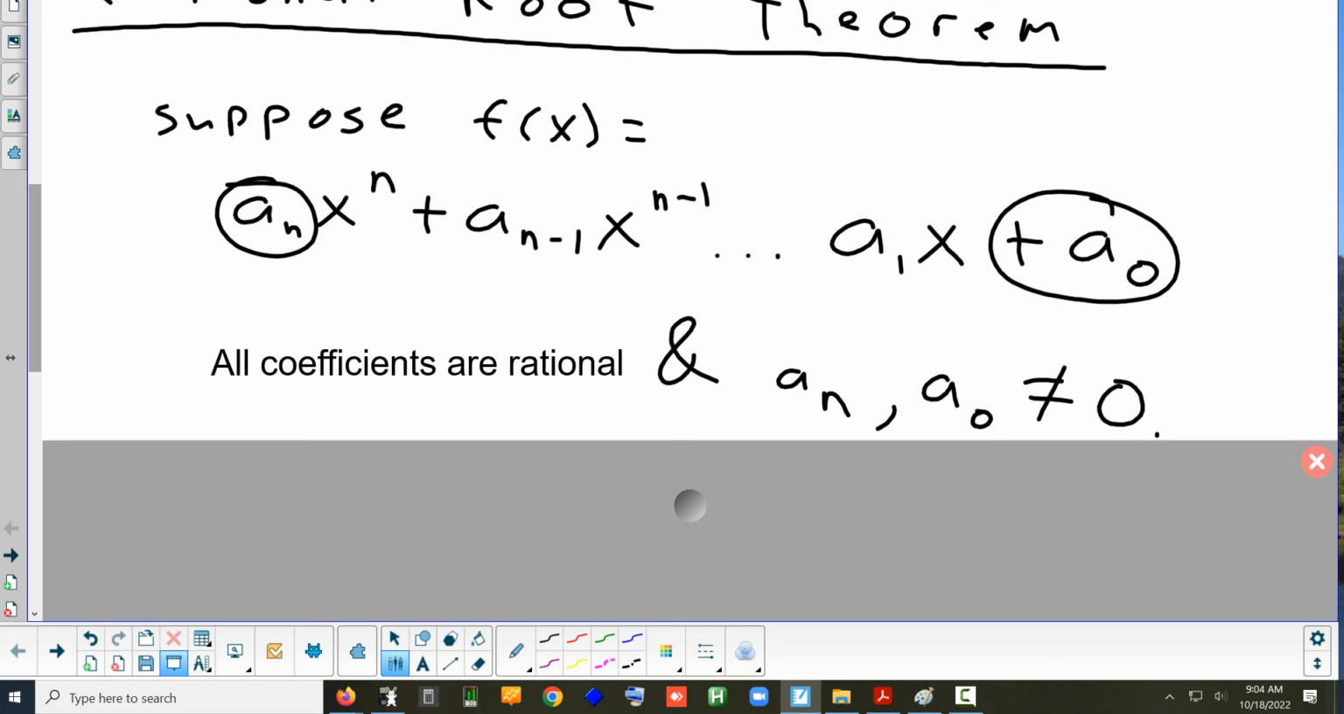Now, to use the rational root theorem, a couple things have to happen, but I'm going to make sure that those things always happen in the problems I give you. First of all, this number at the end can't be 0. If it's 0, this theorem doesn't work. So I'm not going to give you a problem where it would be 0. The other thing is all of the numbers that I just underlined. Every number that's in front of a letter has to be something that could be written as a fraction.